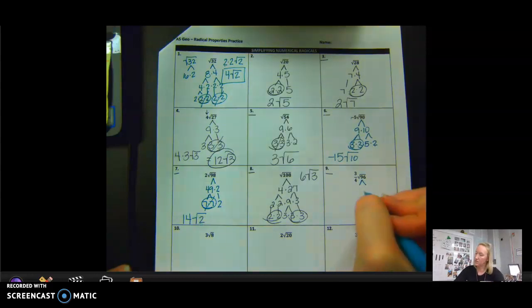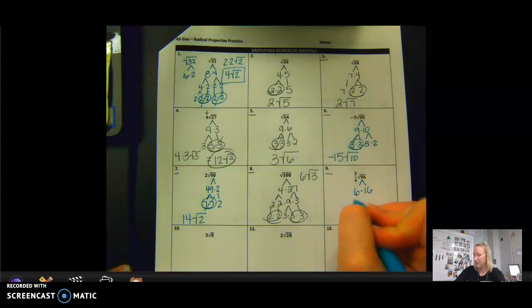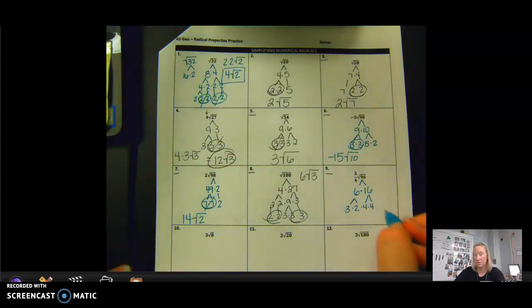96 breaks down into, I think 6 goes into that 16 times. 6 breaks down to 3 times 2. 16 breaks down into 4 times 4. I'm actually going to stop there, even though it's not the prime factorization, but I have a pair here, and these two are prime. So I'm going to go ahead and take that out.